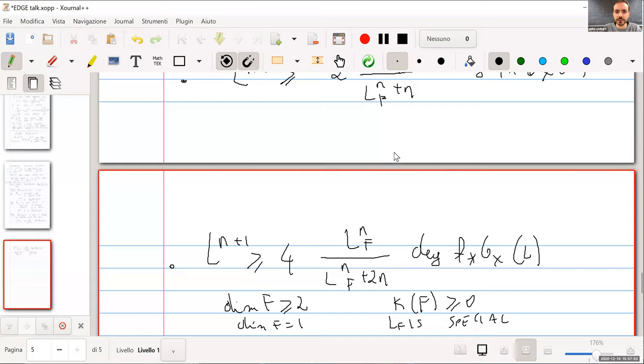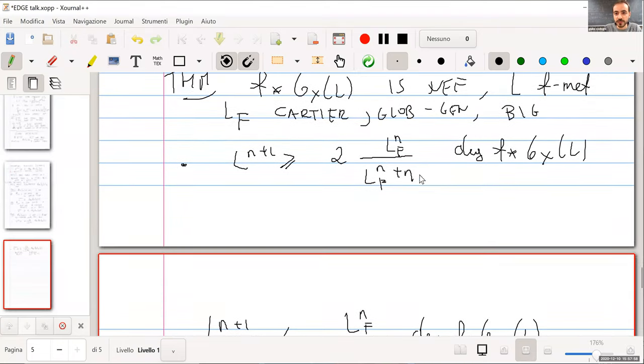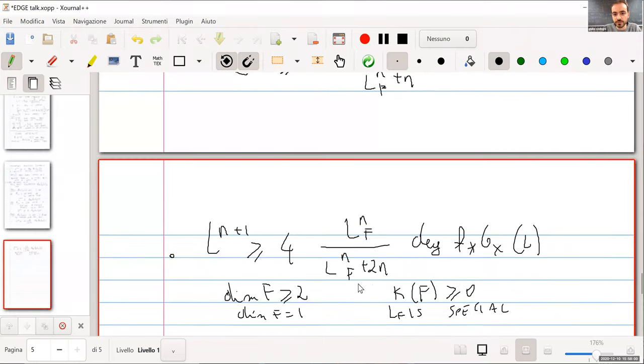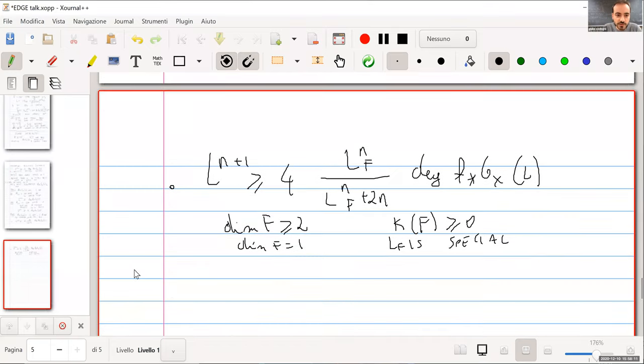So the first inequality is always true under the above assumption. If we furthermore assume these facts about the geometry of F, we get this one, which is a bit stronger. I mean, here it is a bit lower, but here you get a four instead of two. So these are the results.